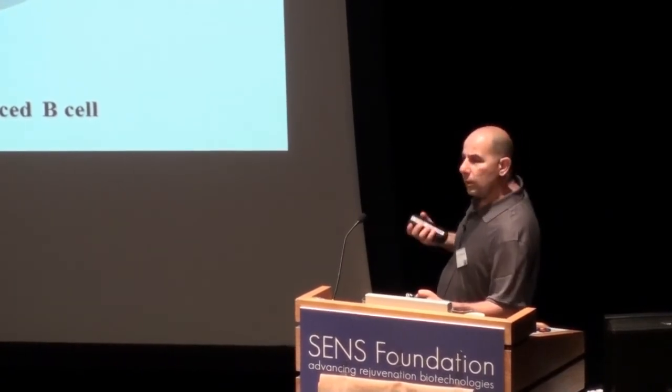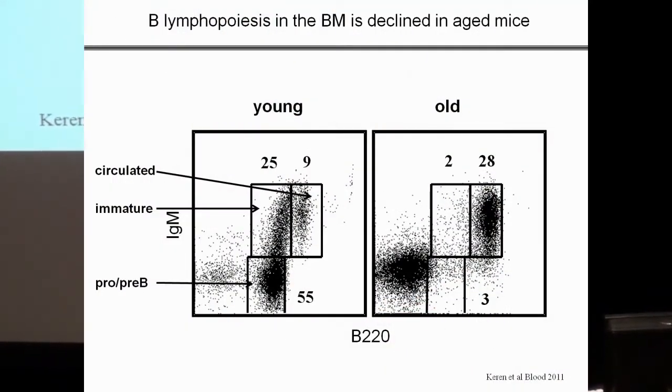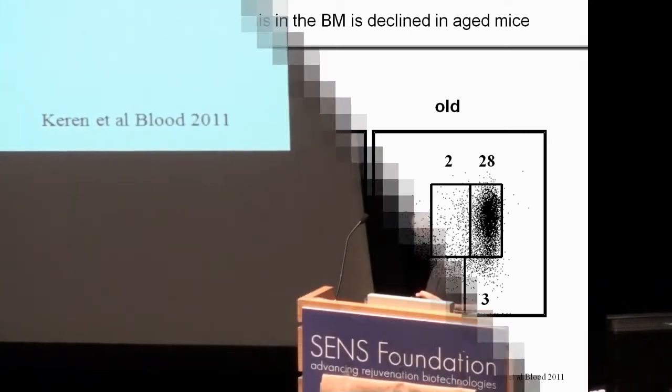If you want to visualize these changes, we can simply analyze B cell production in the bone marrow. So this is an analysis of bone marrow in young and old. By staining for B220, a B cell marker, and IgM, the B cell receptor, just by this simple staining you can distinguish three major populations: the pro and pre-B, which are the earlier precursors, and the immature cells. These two populations are newly generated in the bone marrow, and the recirculated cells, which comprise mature B cells that are circulating through the bone marrow.